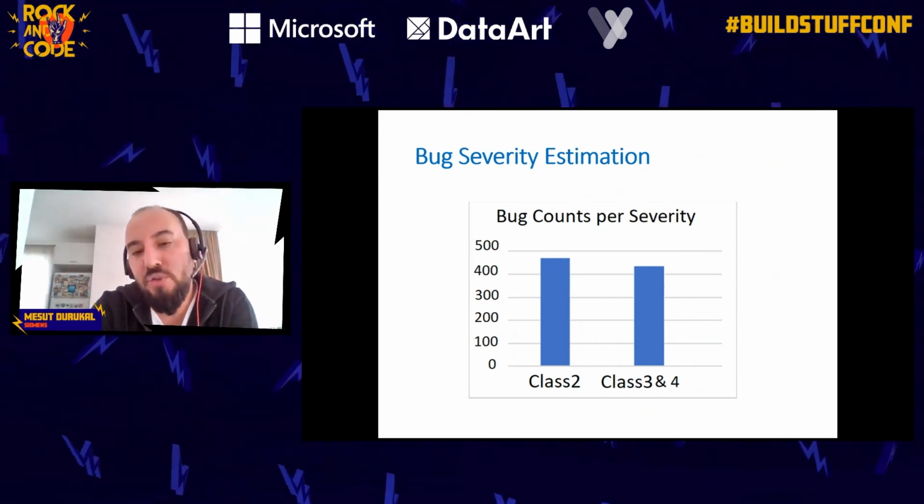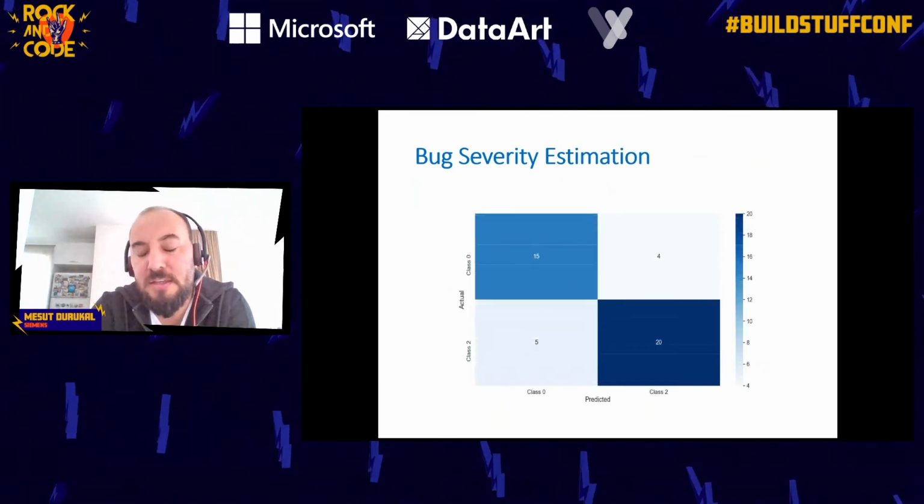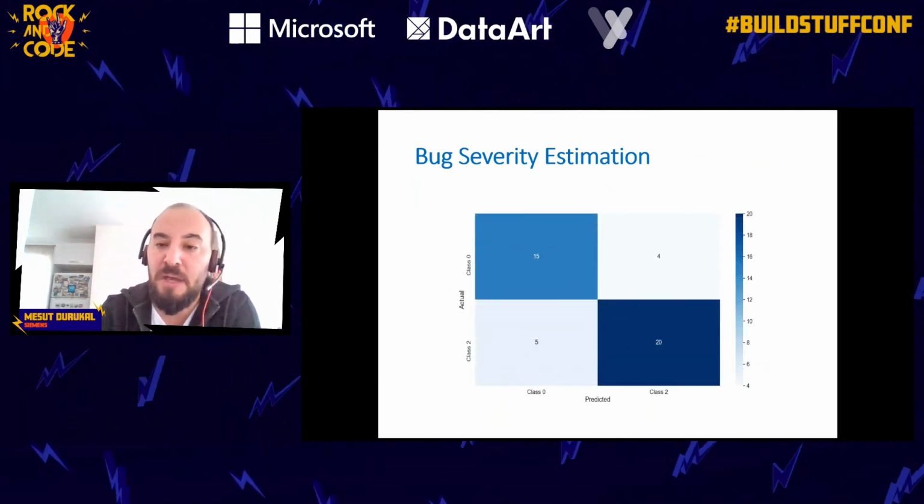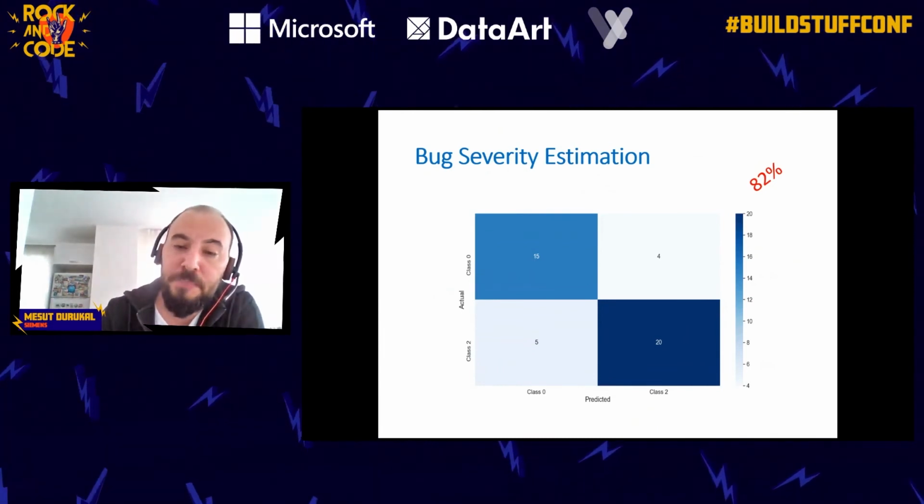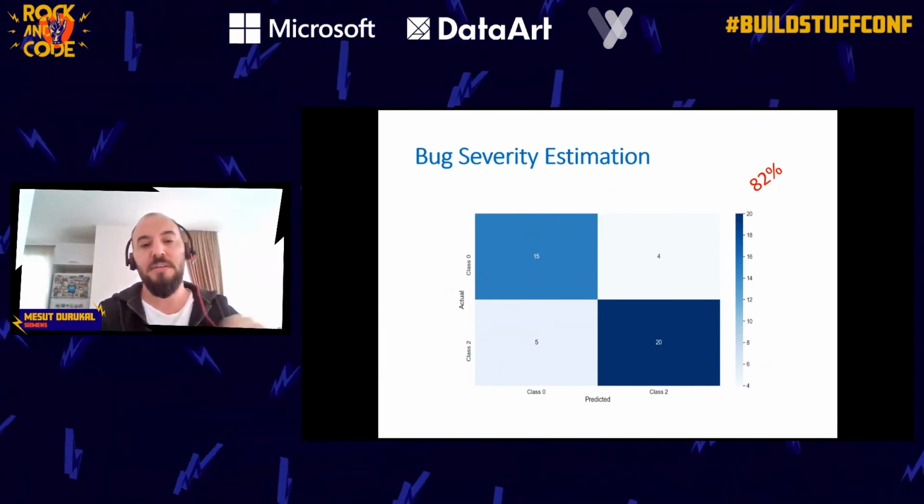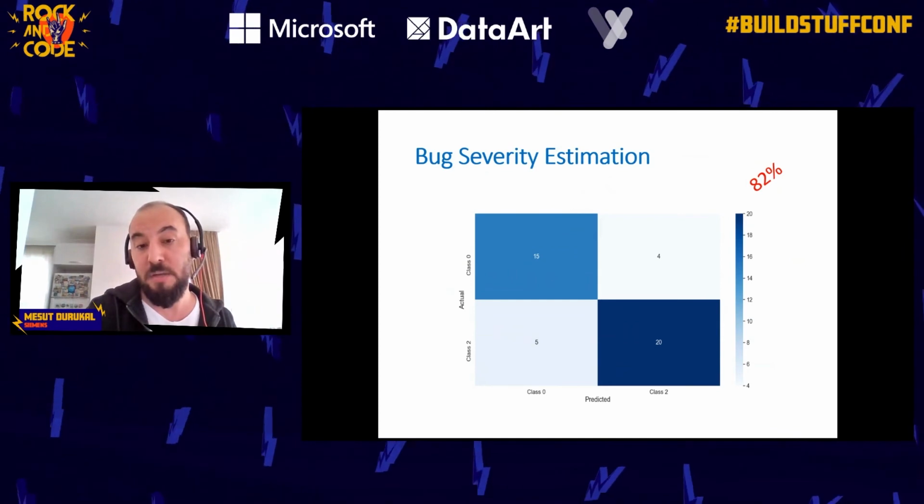And in this situation, the result, as I see on the confusion matrix, is much more balanced. And the overall accuracy is 82%. And it is much more acceptable, I believe.